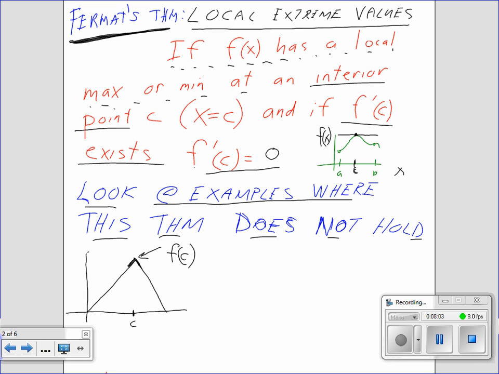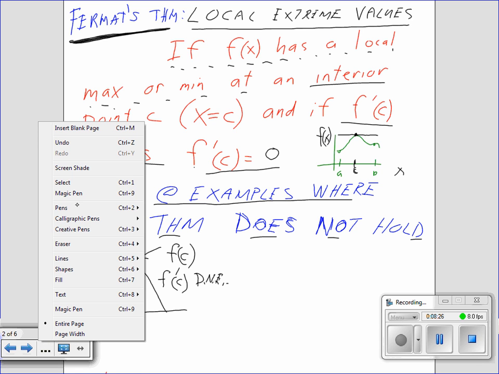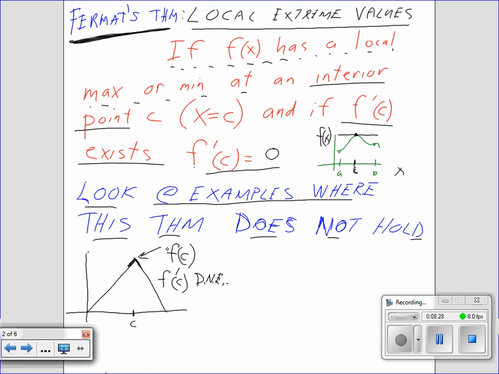It's an interior point, and it says if f prime exists, okay. Does f prime exist here? No, it doesn't. Okay, so f prime of C does not exist. So here's a case where the derivative is not equal to 0 in this case, okay? The derivative is not equal to 0, and I'll just maybe draw something like that and put an x through it. It doesn't follow the theorem.